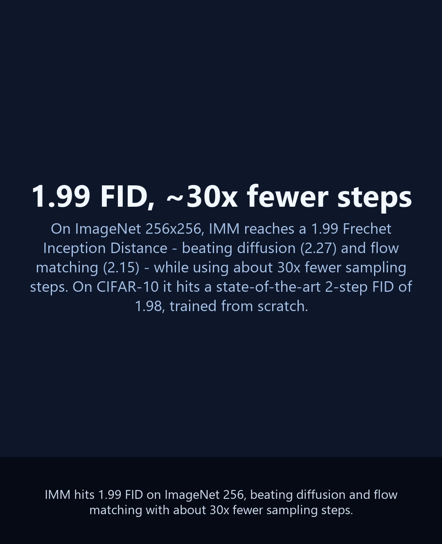Now the headline numbers. On ImageNet at 256 resolution, IMM reaches a Fréchet Inception Distance of 1.99, beating strong diffusion baselines at 2.27 and flow matching at 2.15, while using about 30 times fewer sampling steps. On CIFAR-10 it sets a state-of-the-art 2-step score of 1.98, trained entirely from scratch. Better quality, a fraction of the compute at generation time.